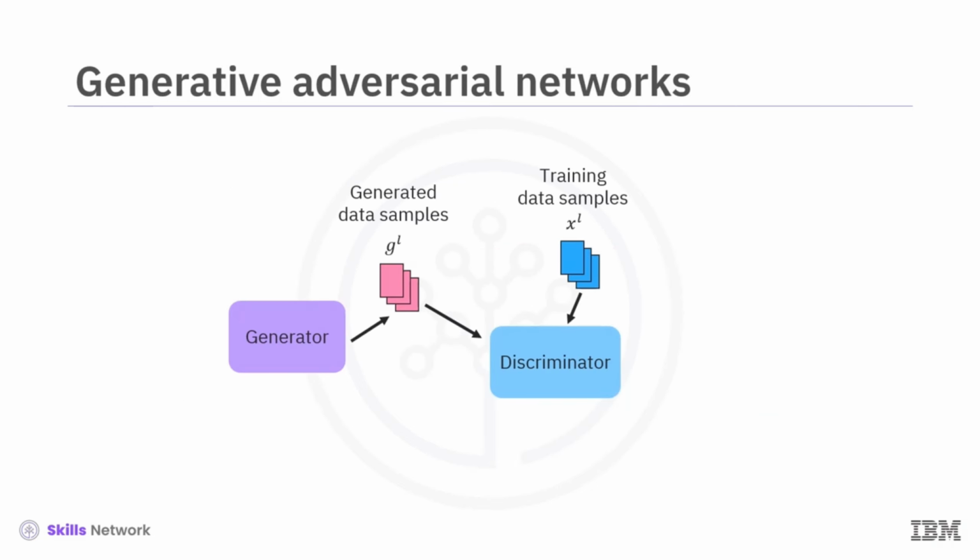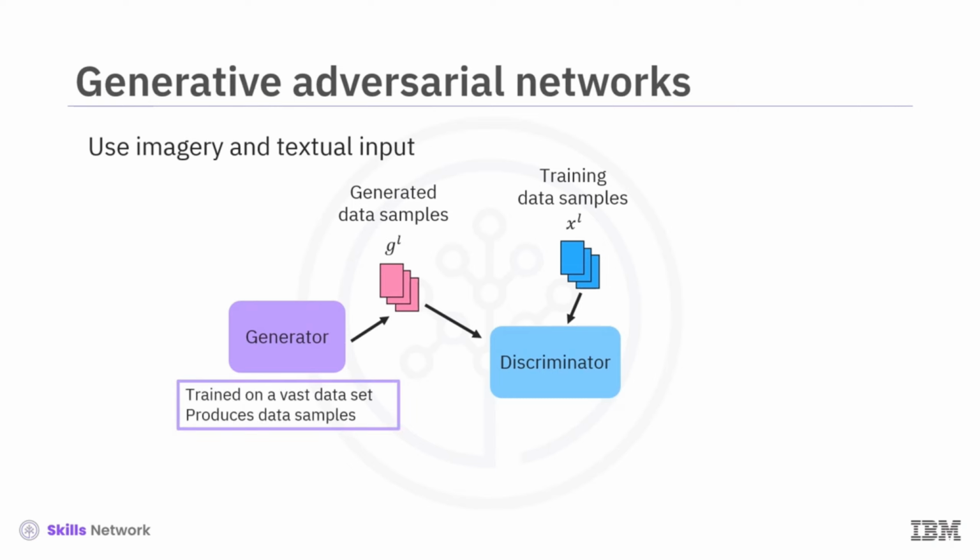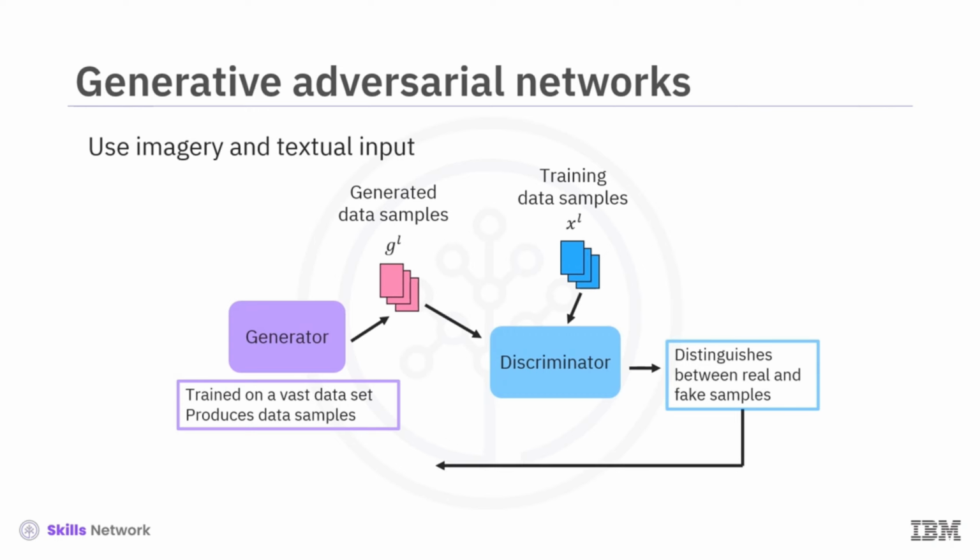Generative Adversarial Network, or GAN, is another type of generative AI model that uses imagery and textual input data. In this model, two convolutional neural networks, or CNNs, compete with each other in an adversarial game. One CNN plays the role of a generator and is trained on a vast data set to produce data samples. The other CNN plays the role of a discriminator and tries to distinguish between real and fake samples. Based on the discriminator's responses, the generator seeks to produce more realistic data samples.